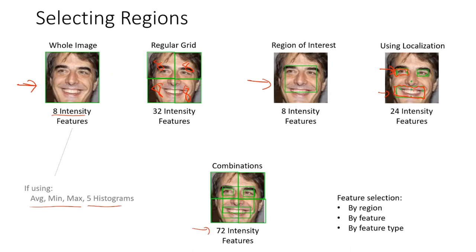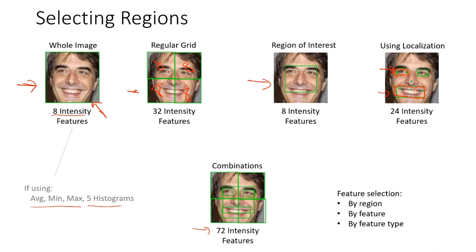But of course, you can do feature selection. One way you could do feature selection is this: here's a region, which is the whole image. Here's 4 more regions, 1, 2, 3, 4. Here's another region, 1, 2, 3. So you could take all the features from each of these regions and add them or subtract them. So you're doing a region selection, not feature selection per se.